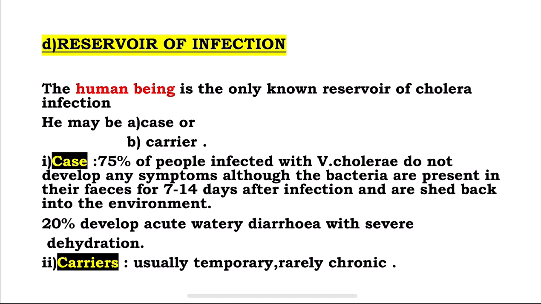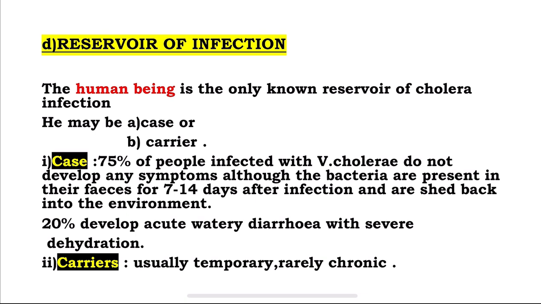Among the cases, 75% of the people infected with Vibrio cholerae do not produce any symptoms. As we said earlier, it is symptomless or mild. Although the bacteria is present in their feces for 7 to 14 days after the infection, they are shedding the bacteria back into the environment. 20% of the people will develop acute watery diarrhea with severe dehydration. So what do we understand from the cases? 75% do not develop any symptoms, and 20% will develop severe dehydration.